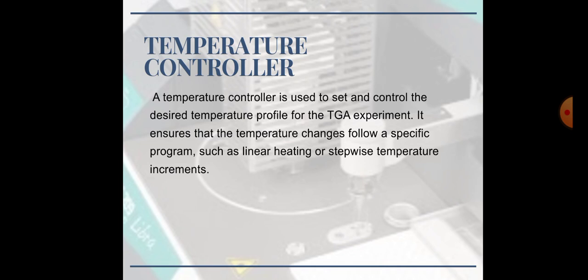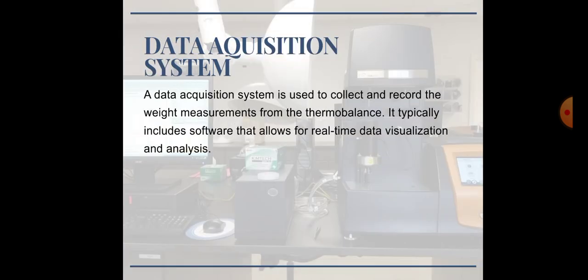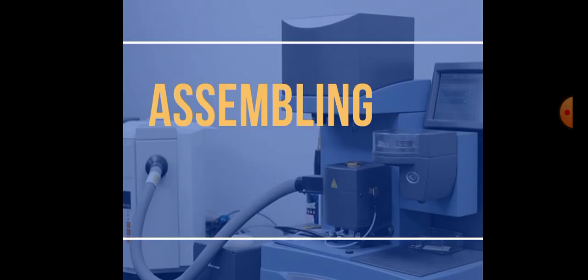A temperature controller is used to set and control the desired temperature profile for a TG experiment. It ensures that the temperature changes follow a specific program such as linear heating or stepwise temperature increments. Data acquisition system. A data acquisition system is used to collect and record the weight measurement from the thermobalance. It typically includes software data logs for real-time data visualization and analysis.